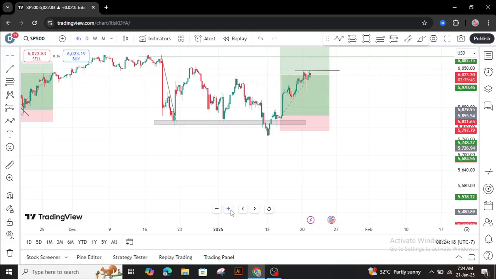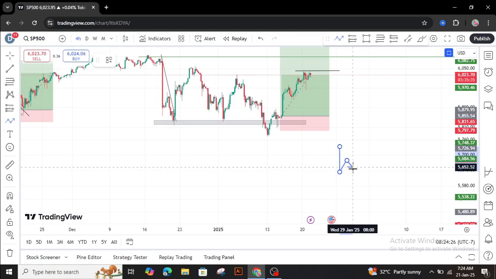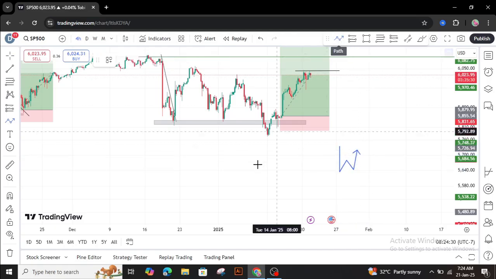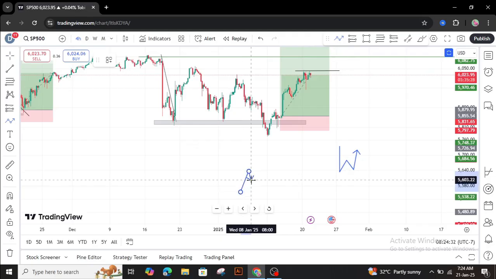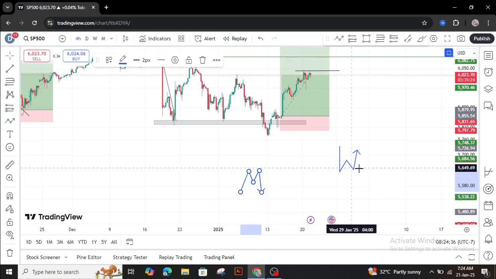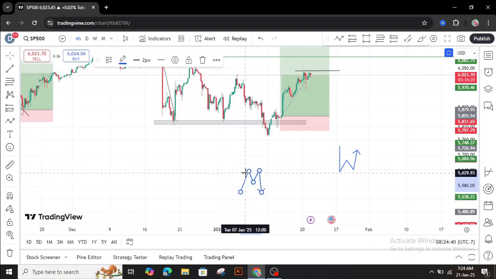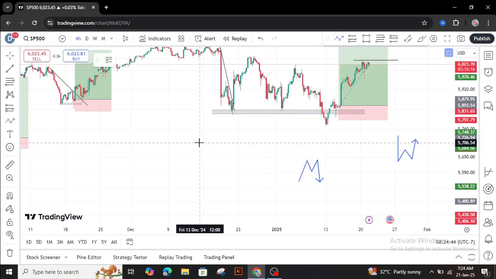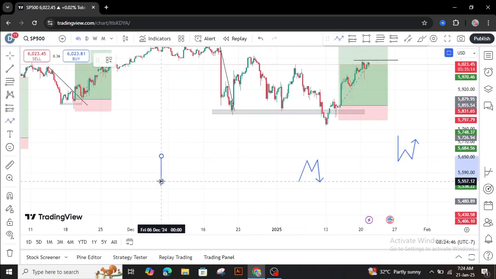There are two major price action patterns that I will ask you to look out for. The first one is the double bottom, like this. The second one is the double top. This one you use when you want to buy, and this one you look for when you want to sell.